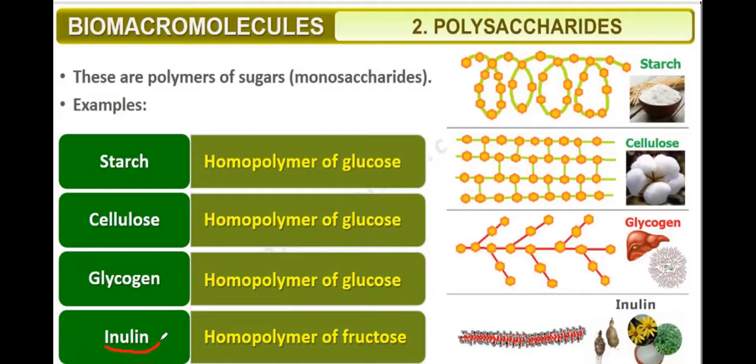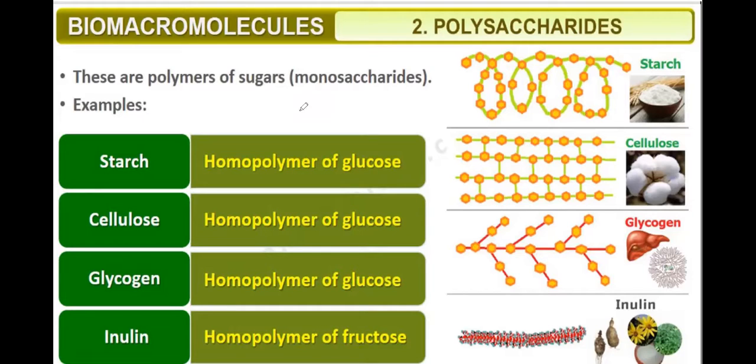Then there is inulin. Inulin is a homopolymer of fructose. So sometimes a question will be there: what is the unit of inulin? Fructose. What are the units of glycogen, cellulose, starch? Glucose. So what is the difference between starch, cellulose and glycogen? Though the unit is glucose, the difference is in the arrangement. We'll be studying all these things.